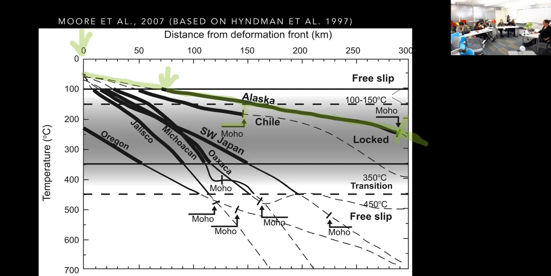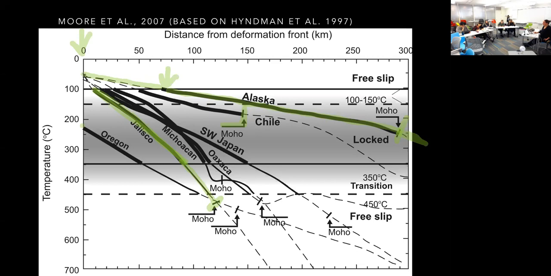Same thing for Chile. You hit the moho before the plate gets hot enough to actually undergo its own brittle ductile transition. But some of these Mexican ones, they get hotter a lot faster as they get away from the trench. And so these ones would actually undergo a transition to ductile behavior before they reach the upper plate moho, which is all the way down here.